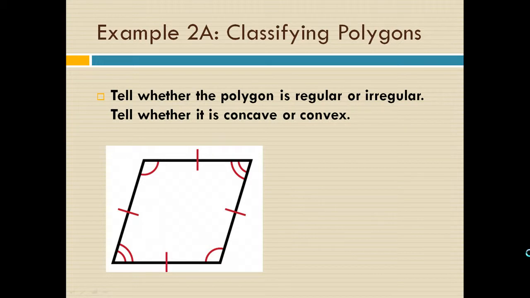So we're going to decide whether it is regular or irregular and concave or convex. We see all of the sides are marked as equal. But what about the angles? This is irregular because although these two angles are congruent and these two angles are congruent, we would have to have all four congruent to be regular. However, it is convex because our diagonals would stay within the rhombus.